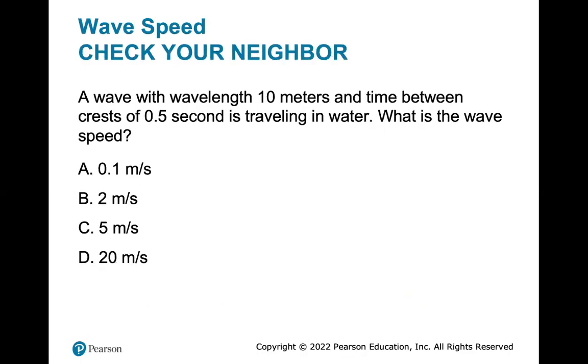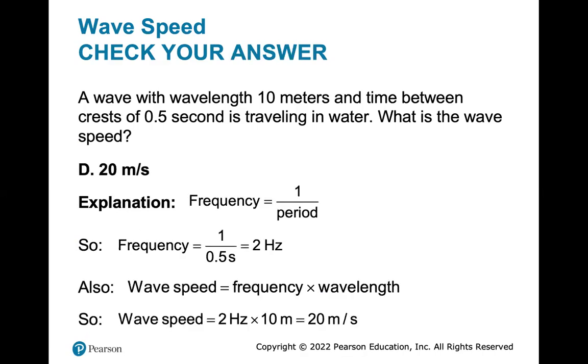Okay, a wave with a wavelength of 10 meters and a time between crests of 0.5 seconds is traveling in the water. What is the wave speed? Well, it would be 10 meters divided by 0.5 seconds. So that's really 10 meters divided by 1/2 of a second. So you take the reciprocal of the 1/2 and it ends up being 2 times 10. It's 20 meters per second, D. There it is.